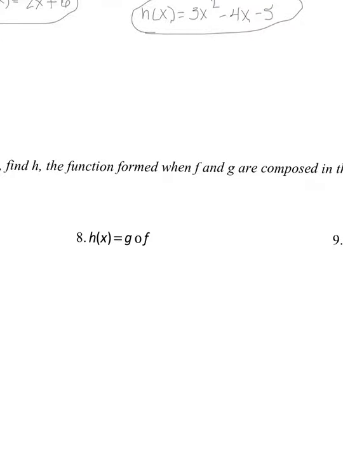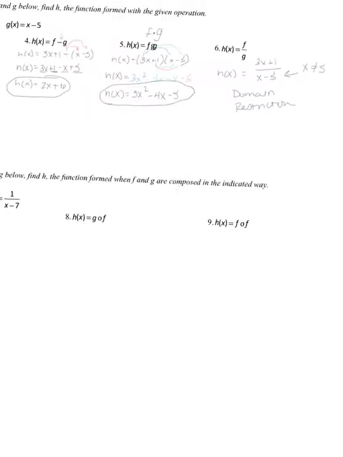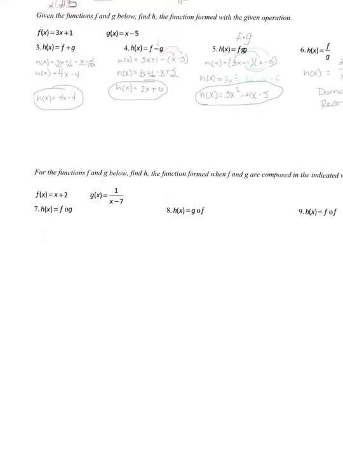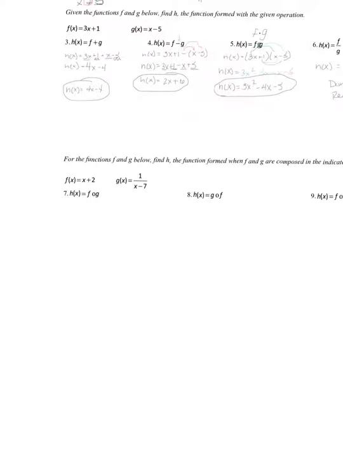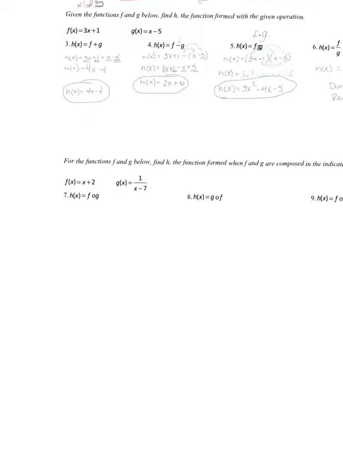All right, guys, 7 through 9 have us doing a composition of functions. So when I'm looking at this, f of x is x plus 2. That is linear, and so we don't need to worry about that function. But g of x is rational.